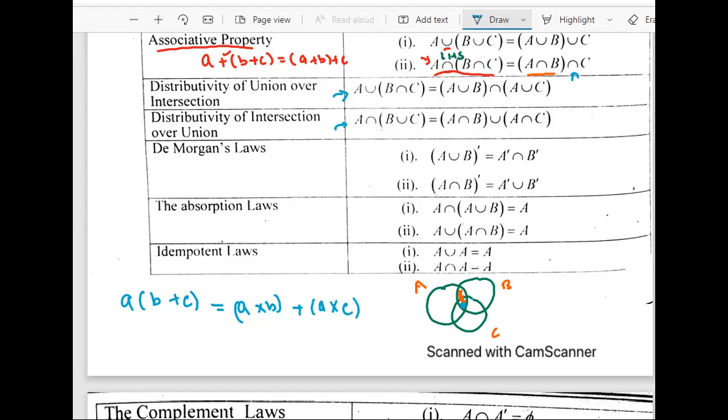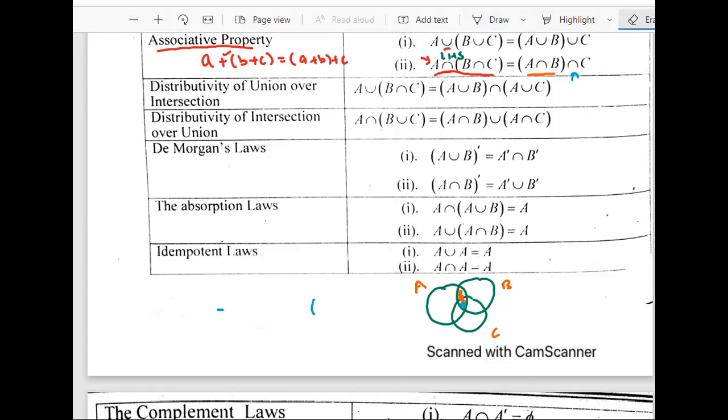So this is the distributive property which we have been using, and we can again prove it using the Venn diagrams and stuff like that. Okay. So do you want me to prove these two properties? Yes or no? Okay, I'll prove one. Let's try proving this one, the second one. So let's do it quickly.